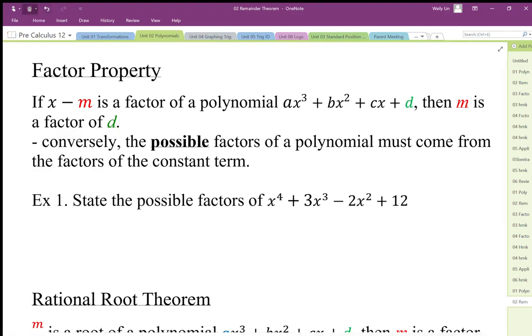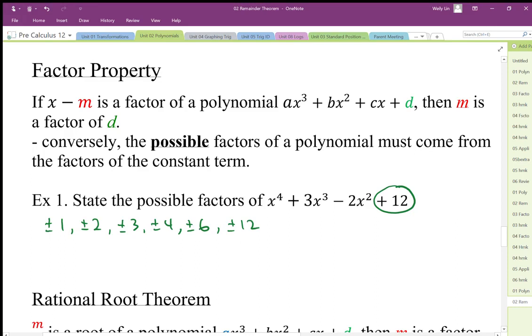Okay, so that's what I'm going to do. I'm just going to look at this constant term here and say, well, I don't need to worry about 7 as a possible factor. I don't need to worry about 5 as a possible factor. I know that my possible factors are just going to be plus minus 1, plus minus 2, plus minus 3, plus minus 4, plus minus 6, and plus minus 12. And I don't have to worry about any other ones.